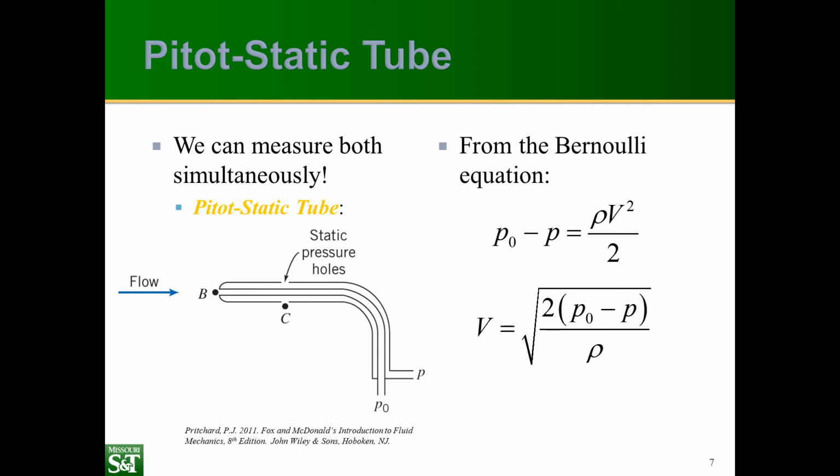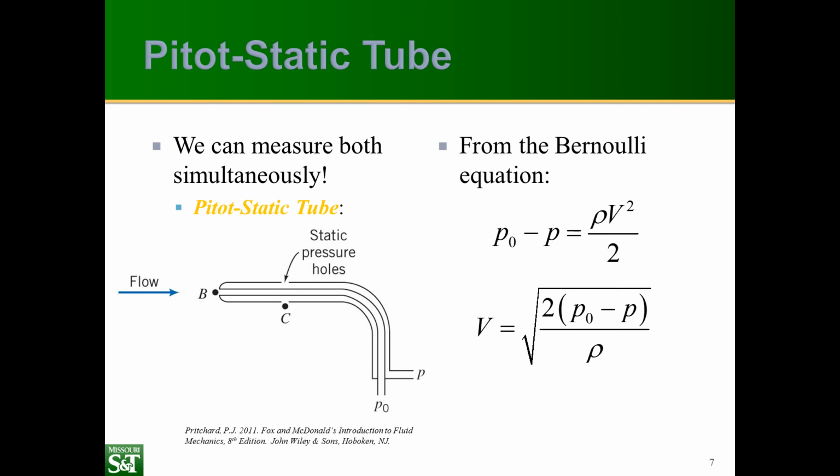We can actually measure both simultaneously with a pitot-static tube, where you have the pitot tube and the static pressure measurement, and you can measure the difference between those directly. So from the Bernoulli equation, we can go back and we can get that pressure difference, which we can measure directly, is related to the square of the velocity. So we can actually get the velocity is the square root of 2 times the pressure difference divided by density.